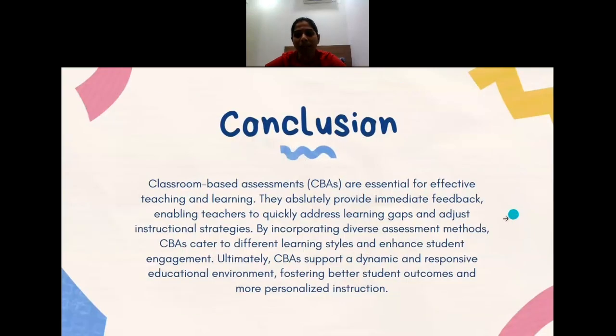For the conclusion, classroom-based assessments are essential for effective teaching and learning. They absolutely provide immediate feedback, enabling teachers to quickly address learning gaps and adjust instructional strategies. Classroom-based assessments definitely support a dynamic and responsive educational environment, fostering better student outcomes and more personalized instruction.